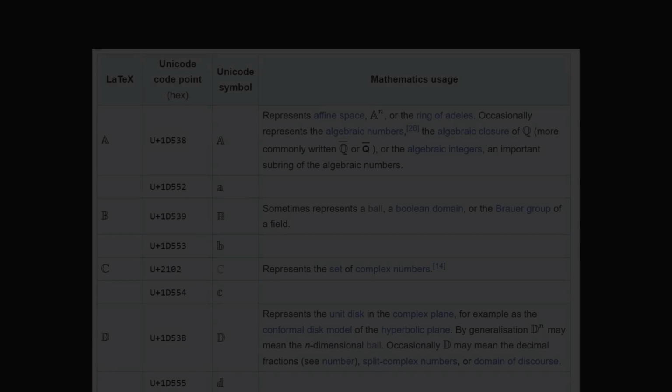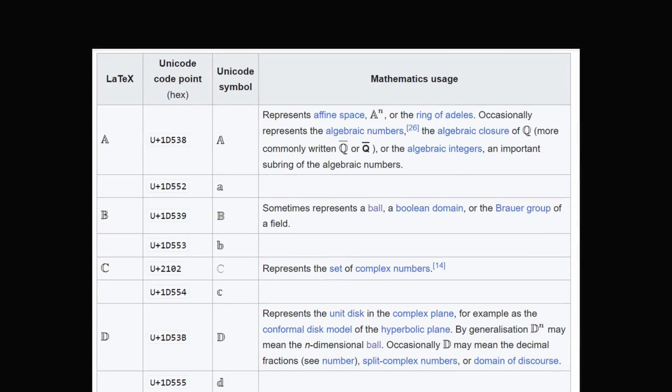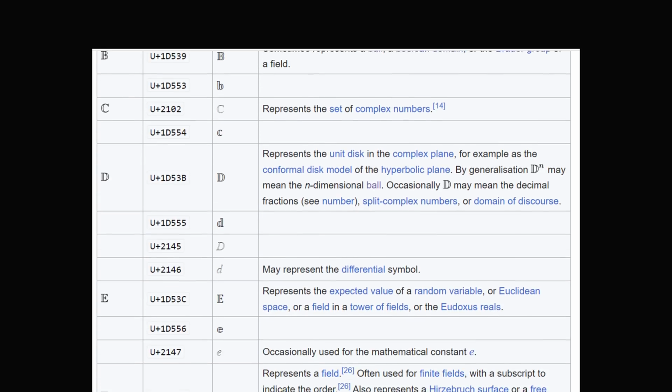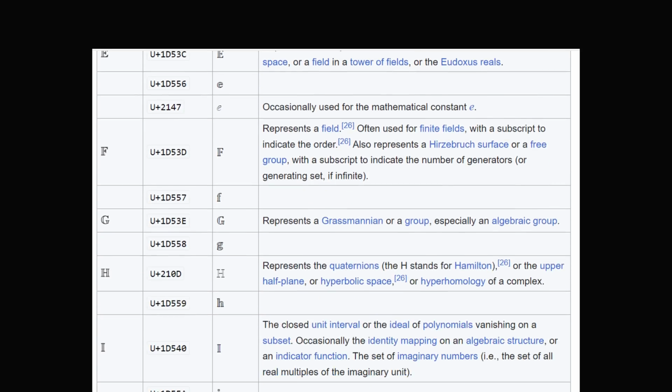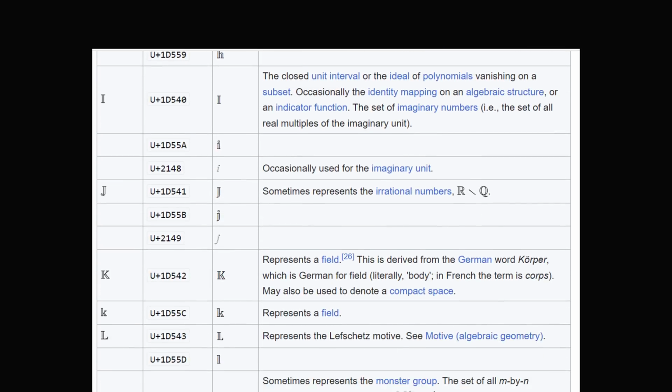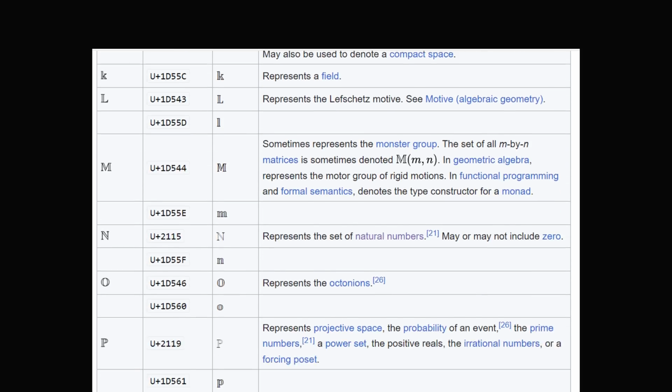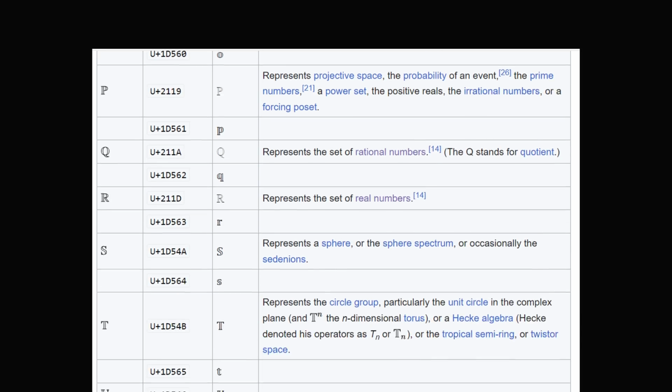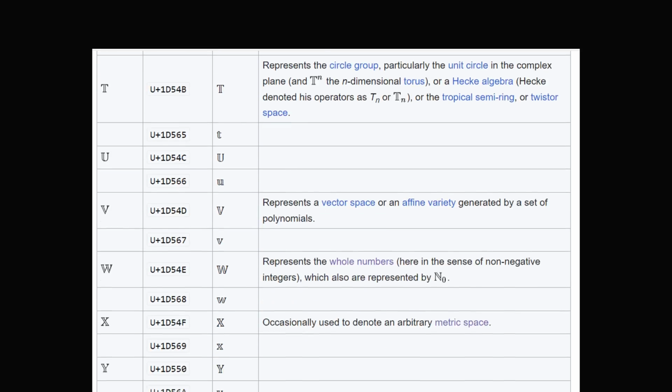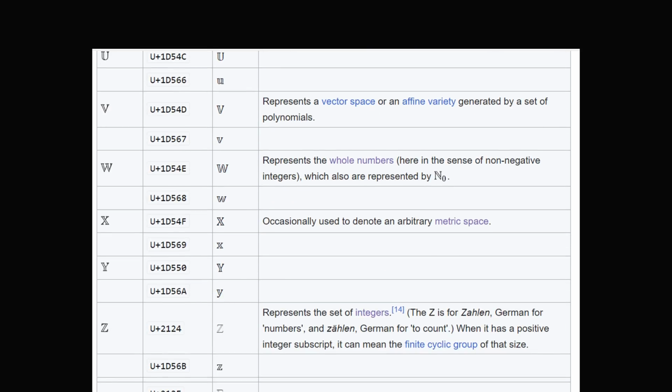These are the most common examples of blackboard bold or double struck characters. But mathematicians have found uses for all the different letters of the alphabet. Double struck X can refer to an arbitrary metric space, but this is not as common. A metric space is a set along with a distance function. So while we may never understand why Twitter made this move, we can understand this interesting history of mathematical typesetting.